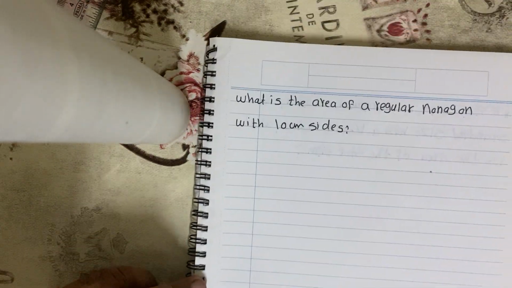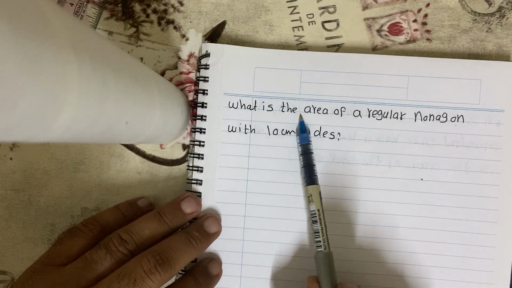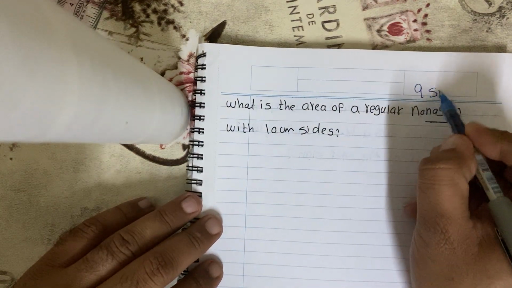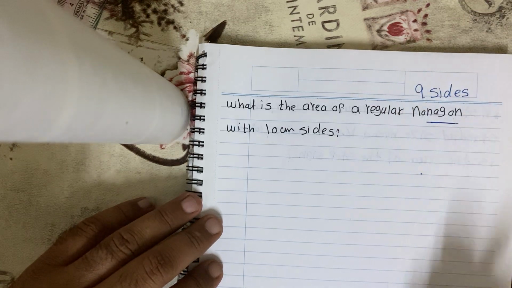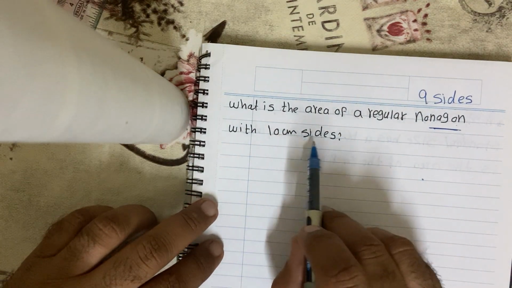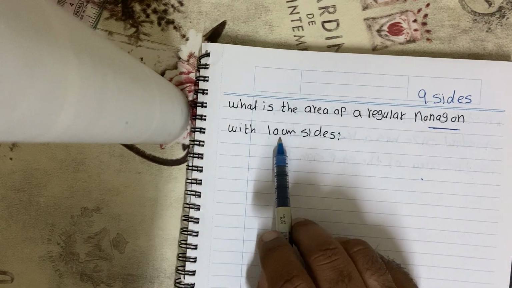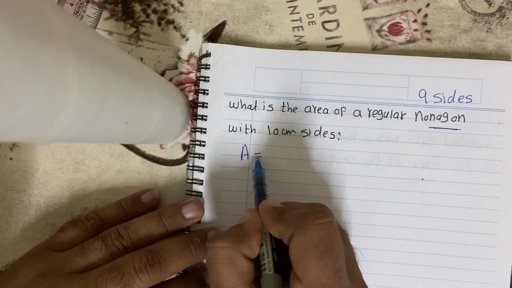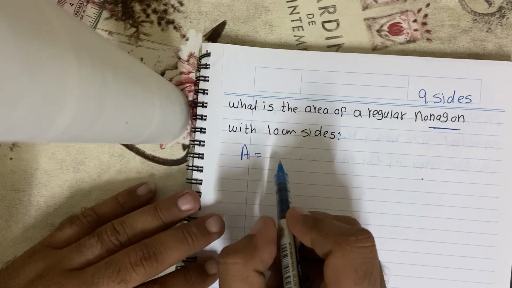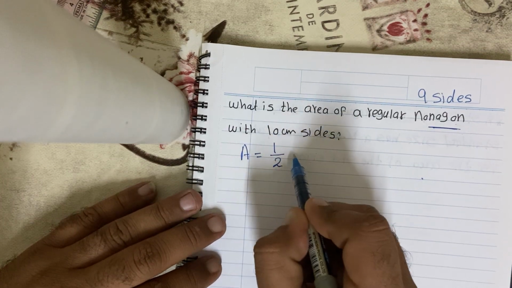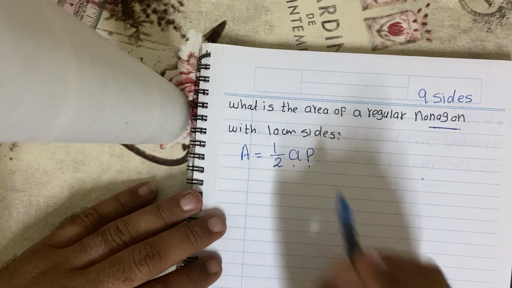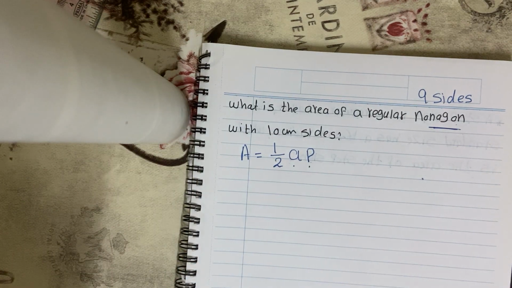Now let's start our exercise. What is the area of a regular nonagon? Nonagon means 9 sides, with 10 centimeter sides. Each side is 10 centimeter. Here we need to find 2 letters. Area of any regular polygon equals half AP. A is the apothem, P is the perimeter of the regular polygon.